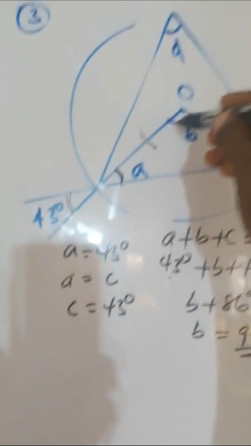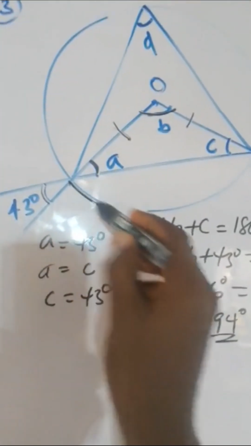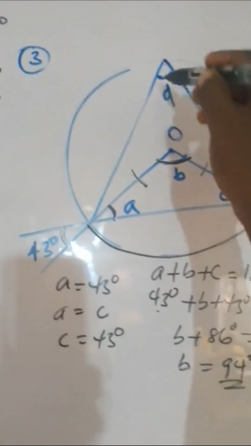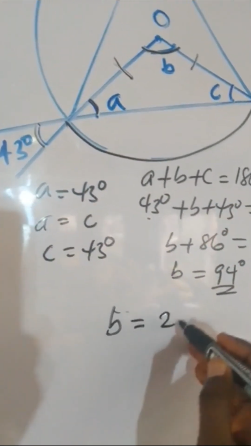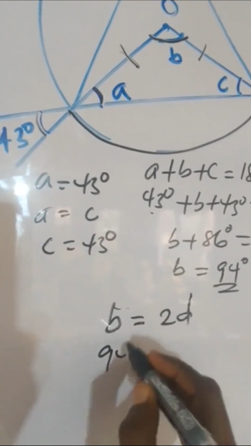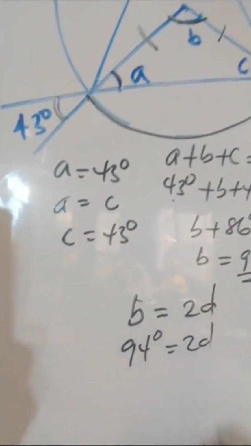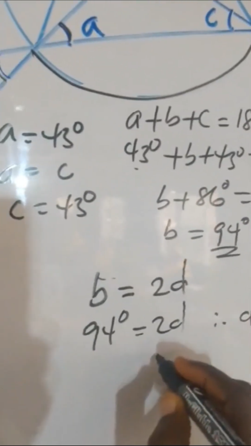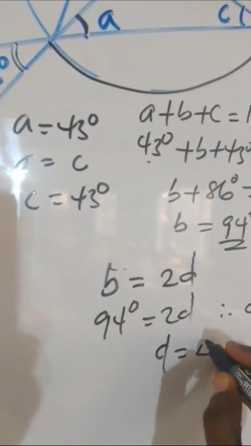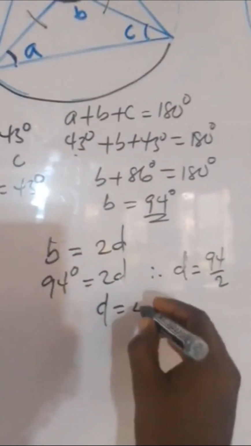Now we can get D directly. Why? Because this B is the angle at the center of this chord, right? And this D is the angle at the circumference. So B equals what? 2D. What is B? So divide by 2. What is the value of D? So what's the answer?